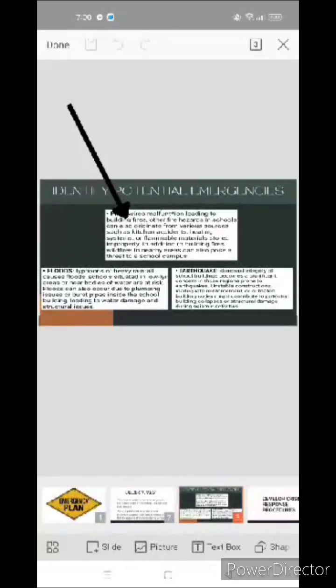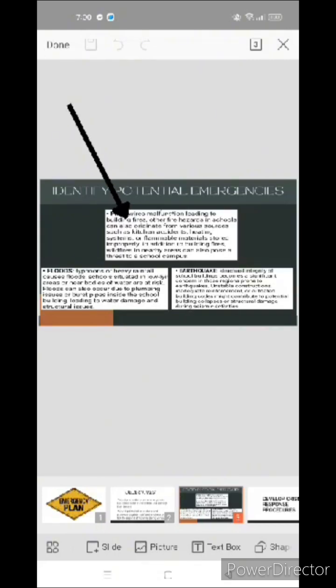First step in our emergency plan is to identify potential emergencies. Ang una nga dapat nimo buhaton if maghimo ka og emergency plan is to identify the potential emergencies nga mo-occur sa imuhang lugar nga himuan nimo og emergency plan.